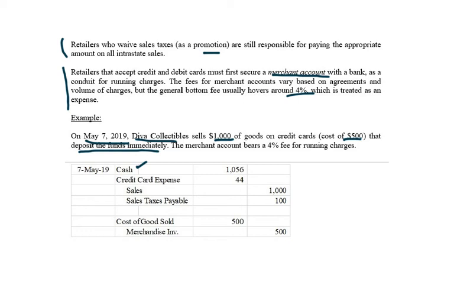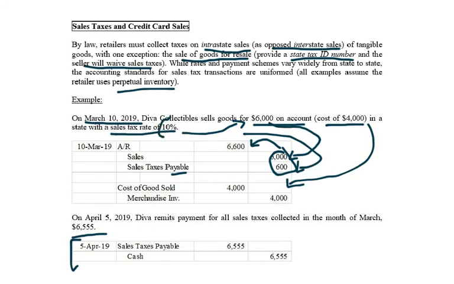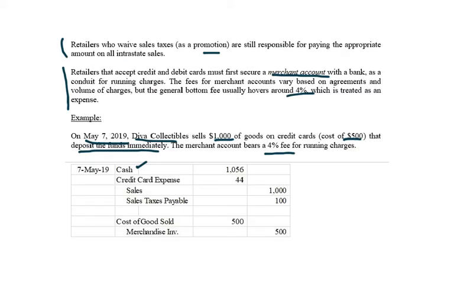Now let's say that there's a merchant account, there's a 4% fee for running charges. So this is still assuming the same 10% sales tax rate that we did in the previous example. So in other words, the amount of the sale is $1,000. The tax on the sale is 10% of that, or $100. So we have a total of $1,100 here that's being run as a charge.